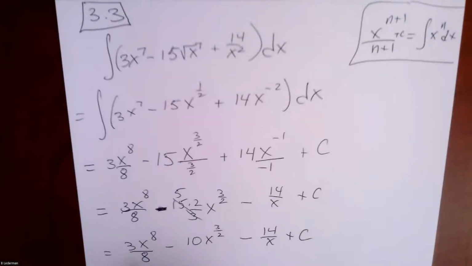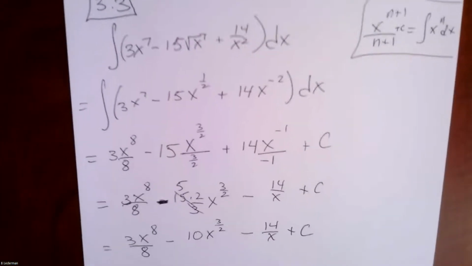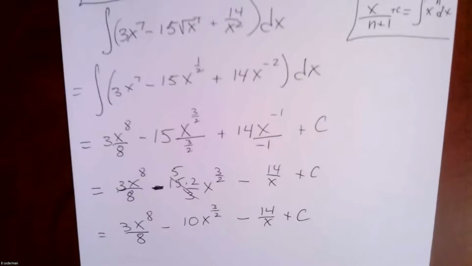So that's what my final answer is: 3x to the 8th over 8 minus 10 x to the 3/2 minus 14 over x plus c. And that is how the professionals do that. Let's make sure you can see. Okay, there you go.